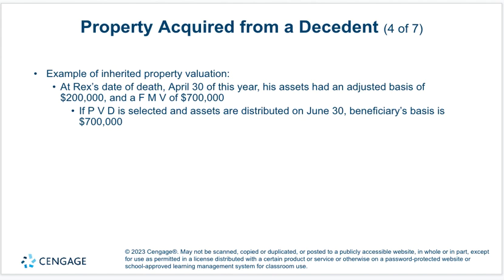So we have an example. At Rex's date of death, April 30th of this year, his assets had an adjusted basis of $200,000 and a fair market value of $700,000. If the primary valuation date is selected, the assets are distributed on June 30th. Beneficiary's basis is $700,000, the fair market value at the date of death.